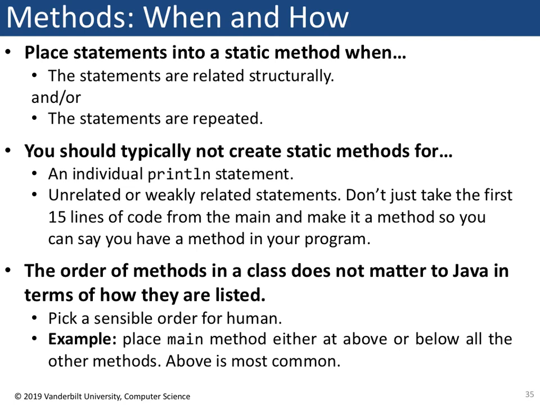You should typically not create static methods for, for instance, an individual println statement. It would not make sense to define a method for a single line of code, such as a println statement, because it's already a single statement. Making a static method for this bit of code is not going to save any space or significantly contribute to readability. Also, you should not create a static method for unrelated or weakly related statements.